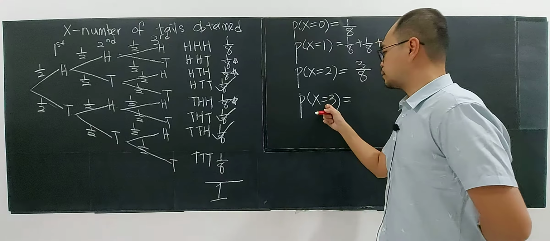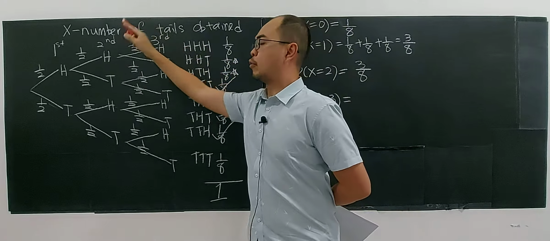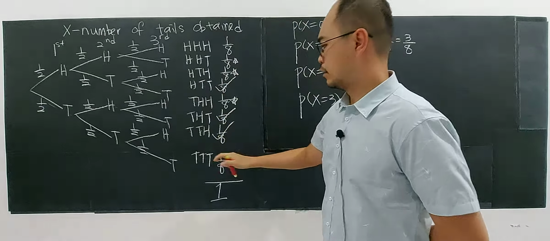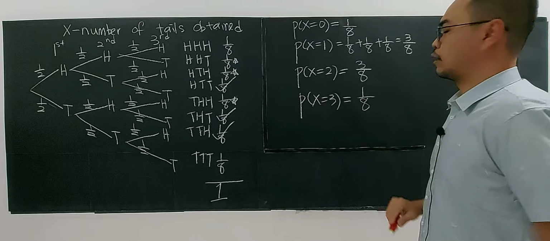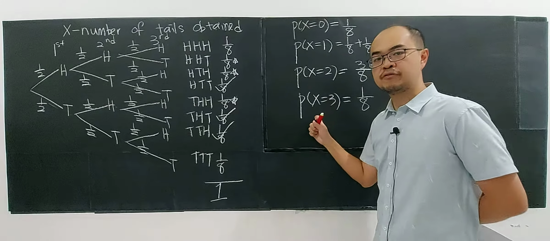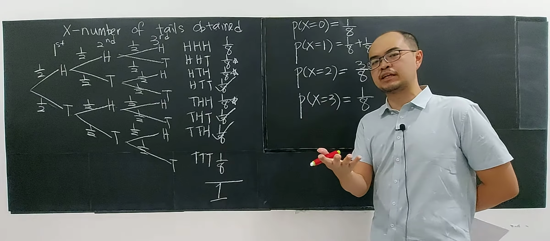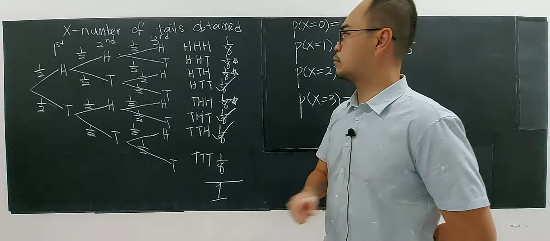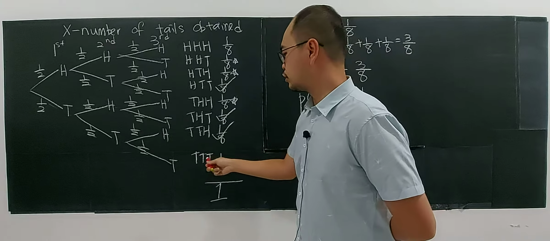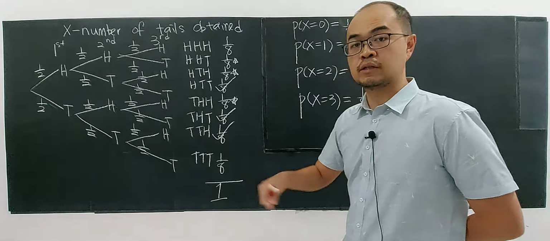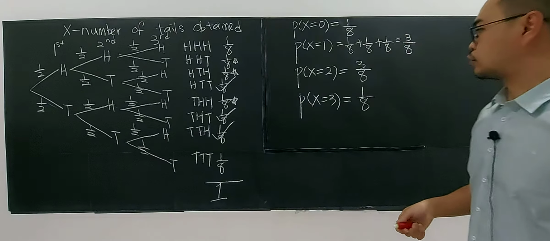P(X=3). What is meant by 3? Number of tails. What is the number? 3, right? This one, the last one, 1 over 8, right? 1 over 8. X cannot be 4. Why can X not be 4? At most only 3 tails, right? Because you toss only 3 times, okay? So you try 3 times only.